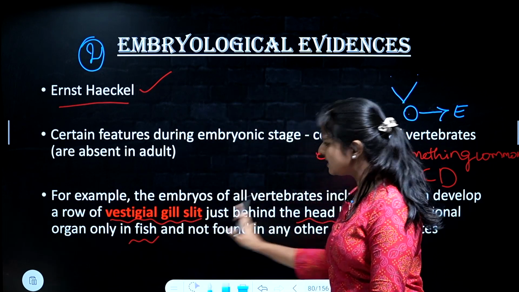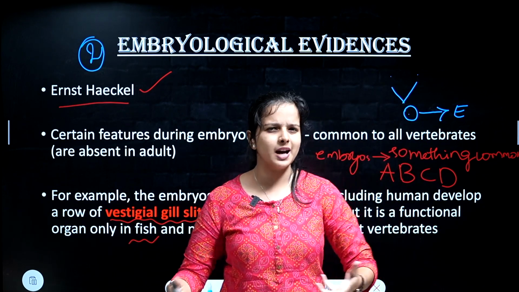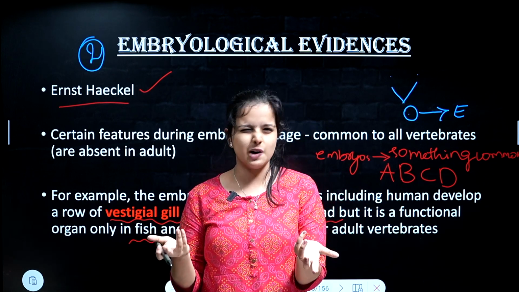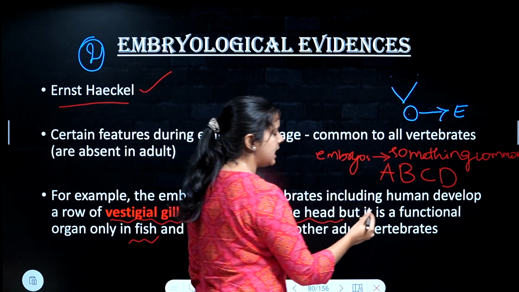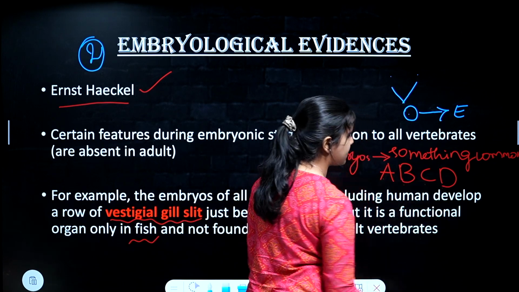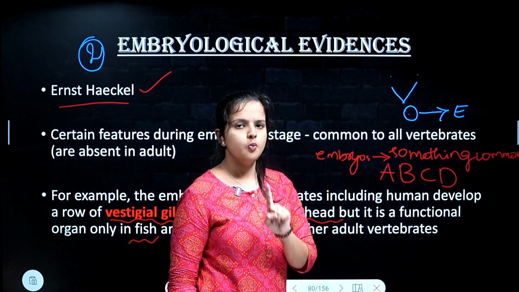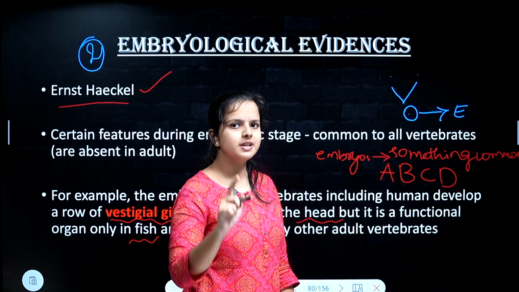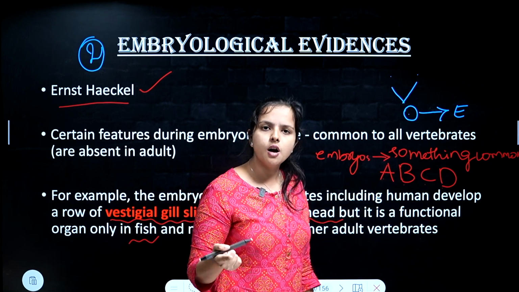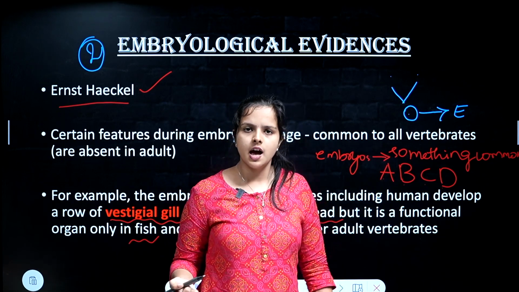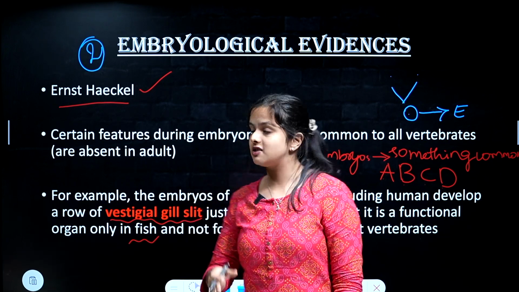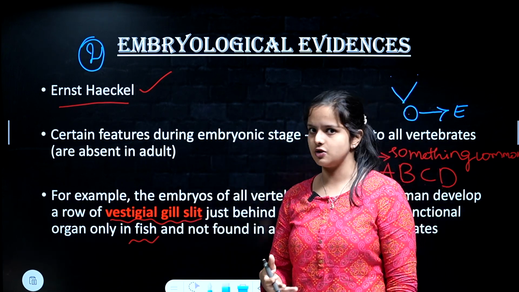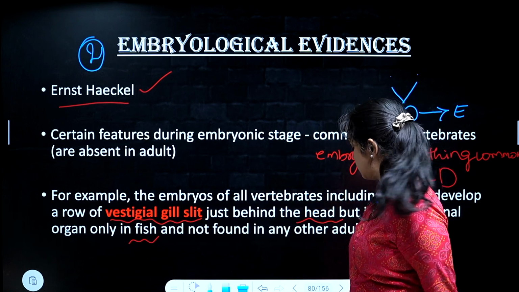So what is the benefit of finding this, and how does this prove evolution? This proves evolution by saying that these four vertebrates have something common in their embryonic stage, which means they could have arisen from a single ancestor. So all vertebrates that we see now have a single ancestor or could have had a single ancestor. So that's what embryological evidences actually tell us. Okay, that's what Ernest Haeckel actually told us.